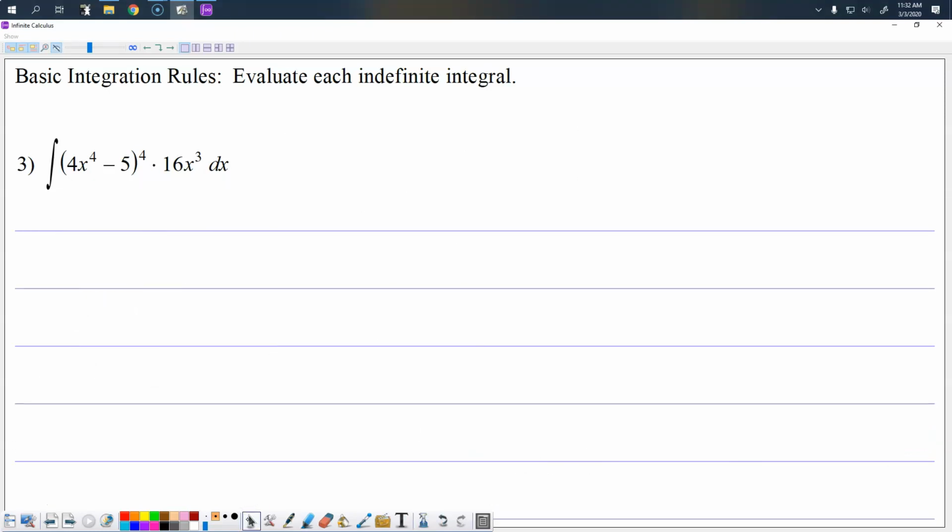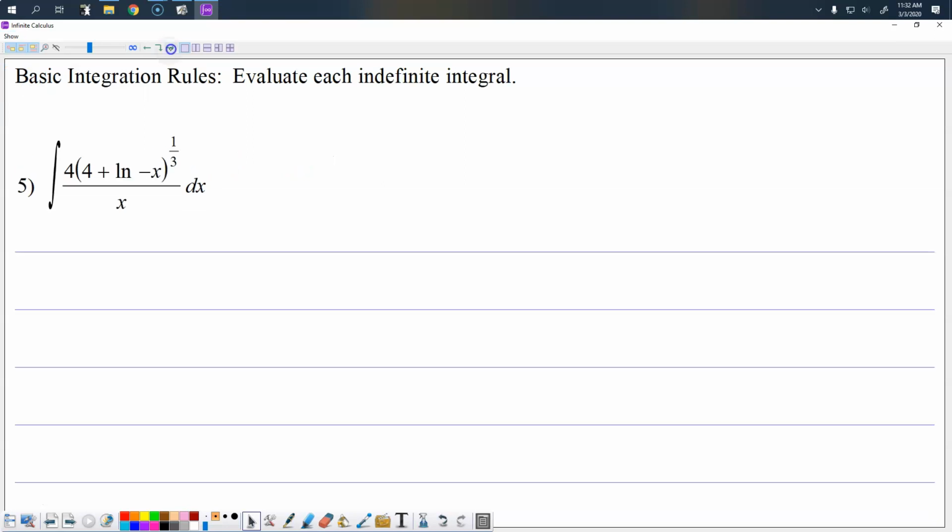Let's see how they wrote their answer. Yeah, they put the 1/5 in the front. All right. Next question. Oh, there's the answer. That's for you guys to do though, so I'll let you guys mess around with that one. Let's take a look at this one here.